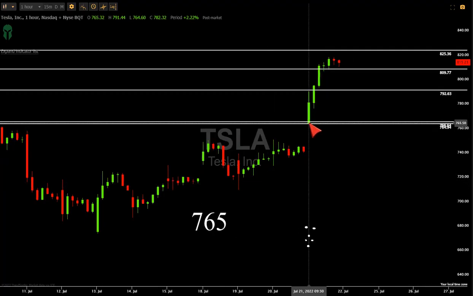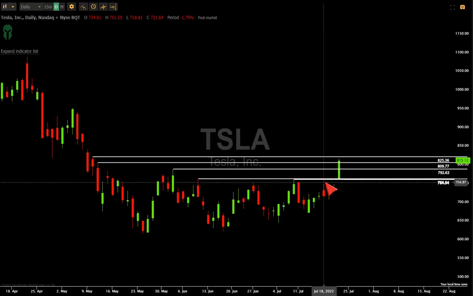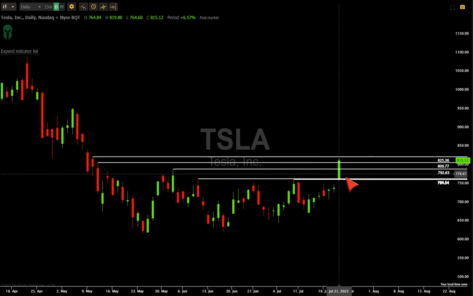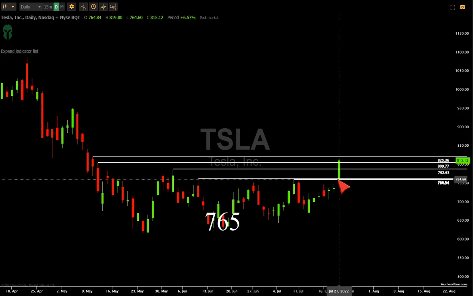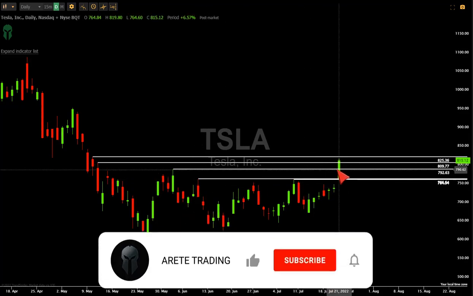This was our first level, that 765, right? Look at how you gapped right over that on the daily. That's where you started your day. That told you exactly what was going to happen right off the rip. If you were looking for that level and watching that 765, we talked about that today in the pre-market video, the live stream this morning.